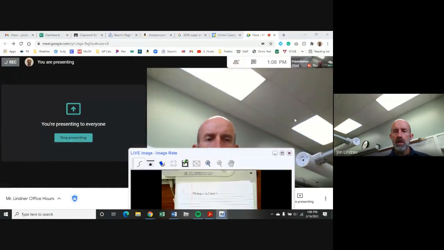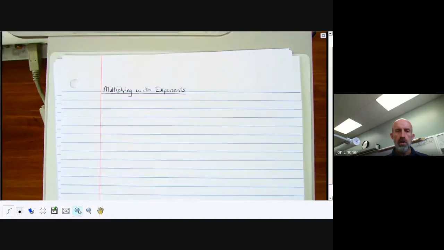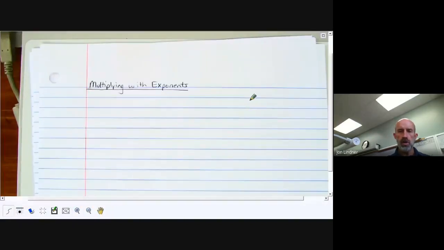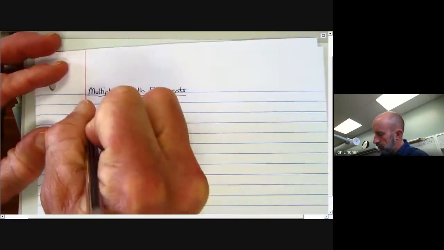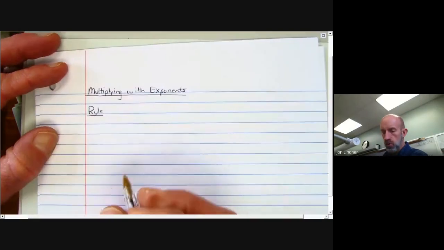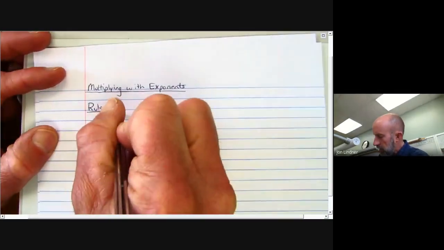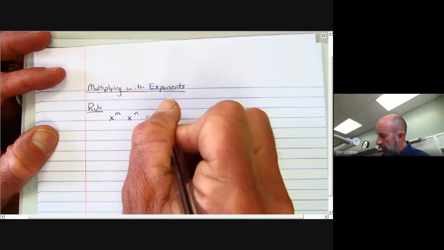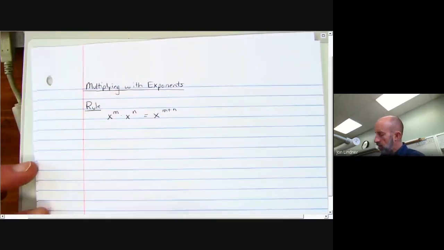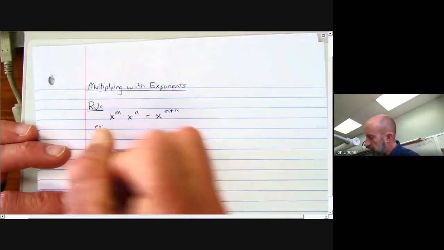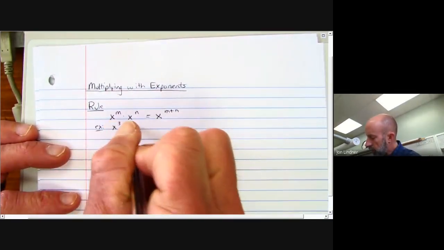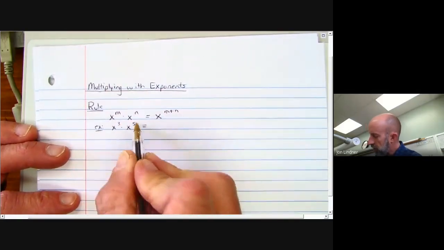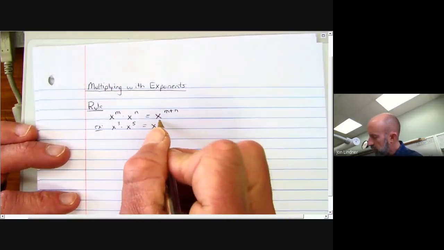Properties today, and we're going to be focusing mostly today on multiplying situations with exponents. So first, a couple of rules. Okay, here's the first rule. X to the m times x to the n equals x to the m plus n. Now what this means, for example, is if I just have x to the third times x to the fifth, I just add these two exponents and I get x to the eighth.